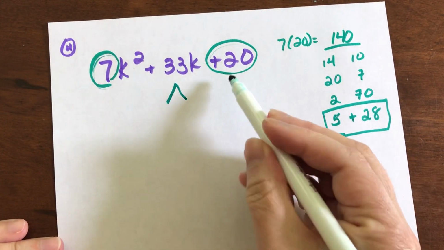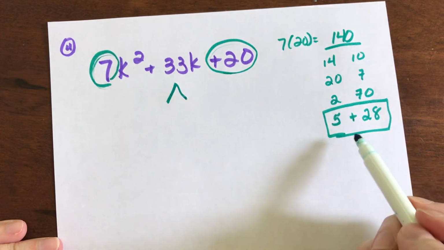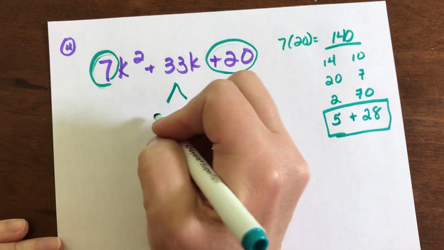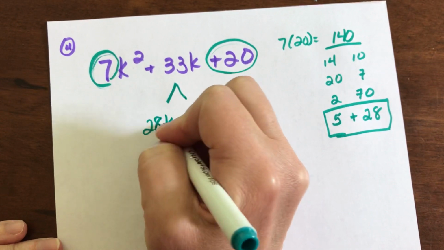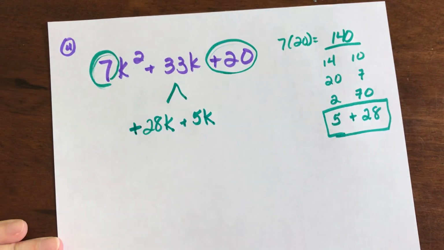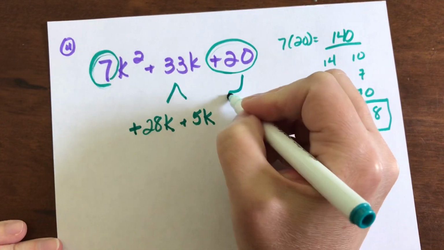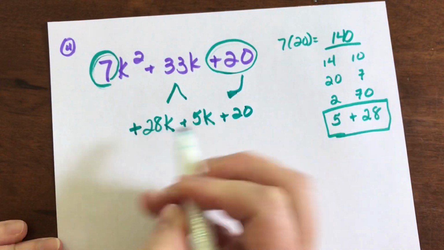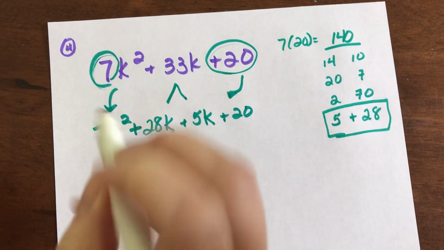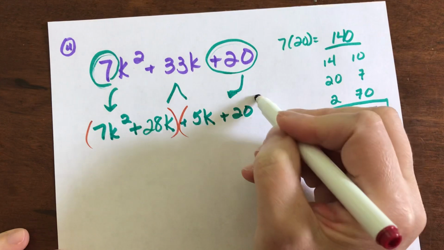I'm going to put the 5 with the 20 because I can get a GCF of 5, and I'm going to put the 28 with the 7 because I can get a GCF of 7. So I'm going to put 28k plus 5k. That's a positive 28, so that helps you put the sign down there first. And then I bring down the plus 20, and then I bring down the 7k squared, and then I factor by grouping. The first two, the last two.